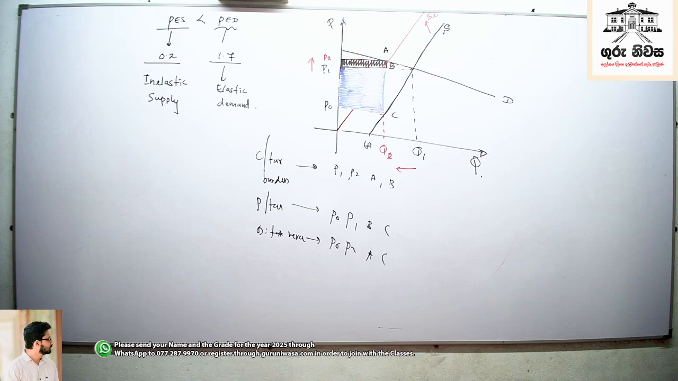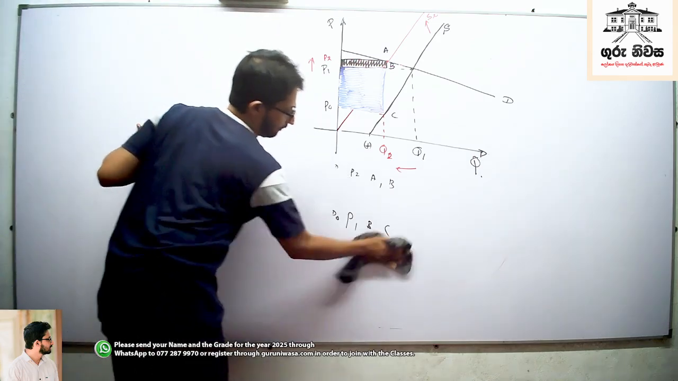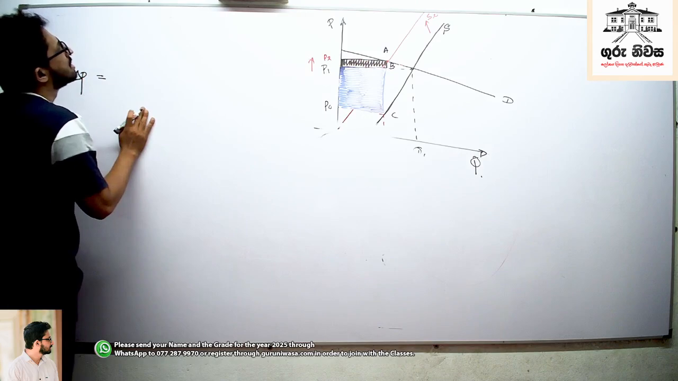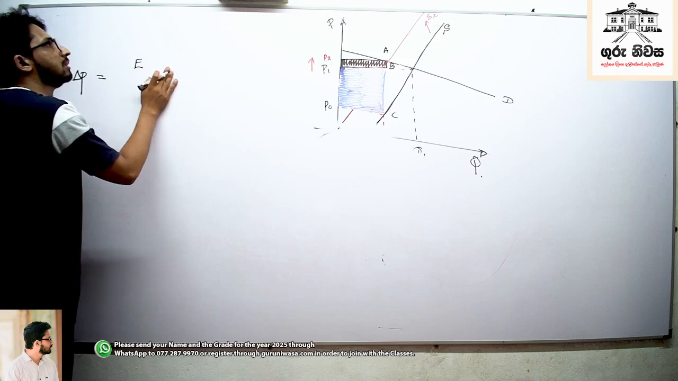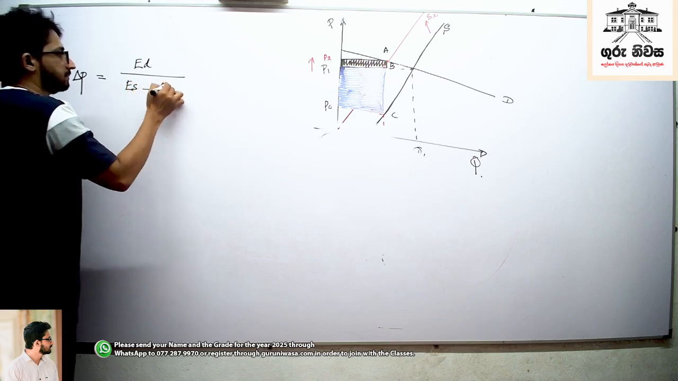When the government imposes a unit tax on goods and services, the equilibrium price of the product changes. The impact on equilibrium price due to unit tax depends on the price elasticity of demand and supply. We know that. The change in equilibrium price due to unit tax can be calculated using the following equation. Write down this equation. Change in equilibrium price equals ED divided by ES minus ED, into delta T.